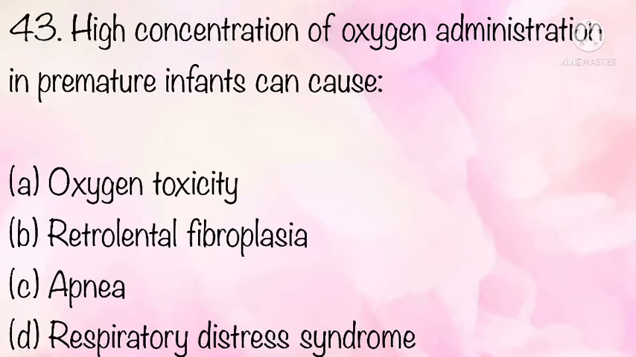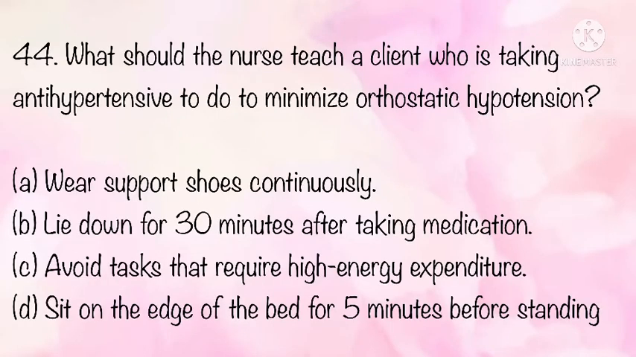High concentration of oxygen administration in premature infants can cause oxygen toxicity, retrolental fibroplasia, apnea, respiratory distress syndrome. The correct answer is B, retrolental fibroplasia. What should the nurse teach a client who is taking antihypertensive to do? Minimize orthostatic hypotension. Wear supportive shoes continuously. Lie down for 30 minutes after taking medication. Avoid tasks that require high energy expenditure. Sit on the edge of the bed for 5 minutes before standing. The correct answer is sit on the edge of the bed for 5 minutes before standing.